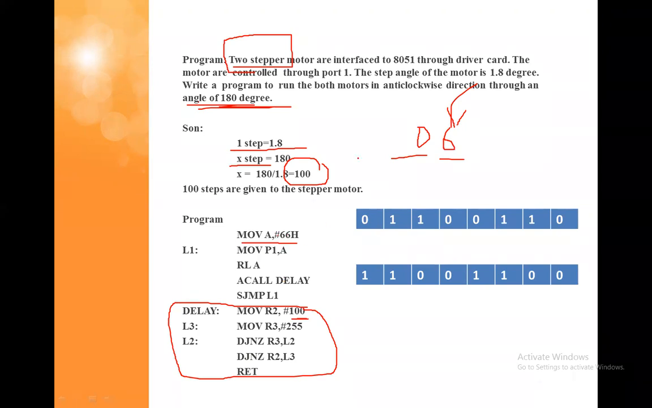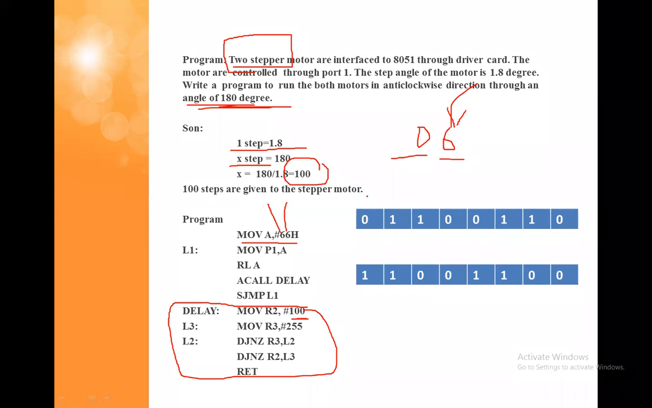So the first four pins of port 1 are connected to one motor, and the second 4 pins are connected to the other motor. Okay, so this is the connection. That's why I'm giving 66: one 6 is for one motor, and the other 6 is for the other motor.